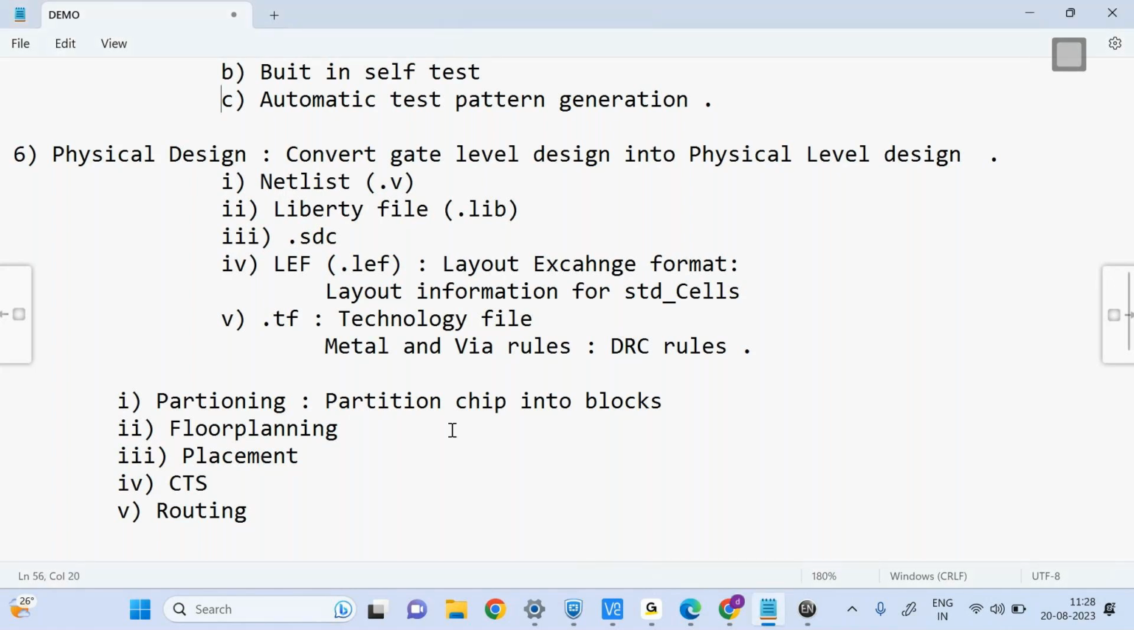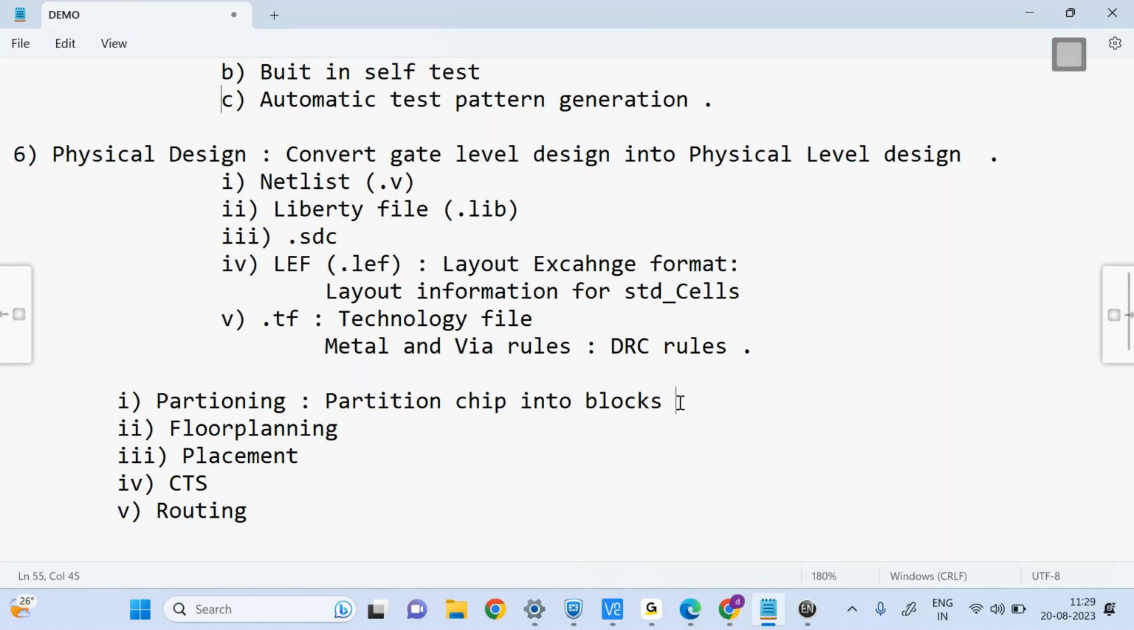So what is partitioning? Partitioning the chip into different blocks, and later you integrate all the blocks. That is called partitioning. The chip top team, a separate team, will do that. But when we engineers go into industry, we start working on block level design, physical design at the block level.